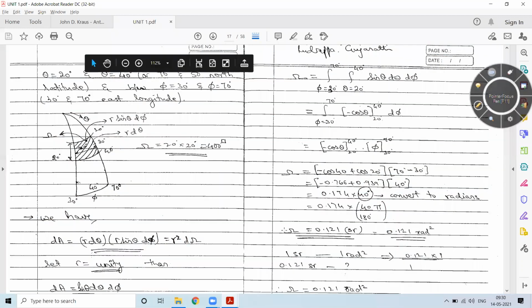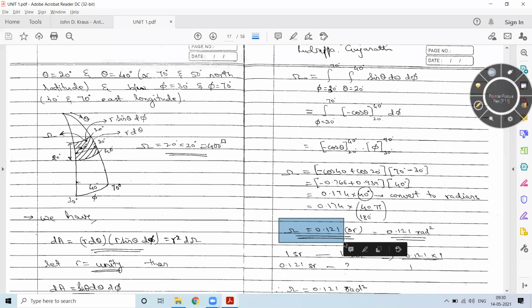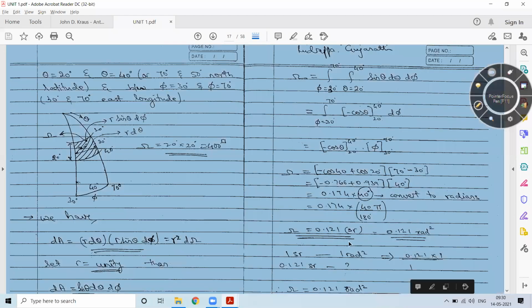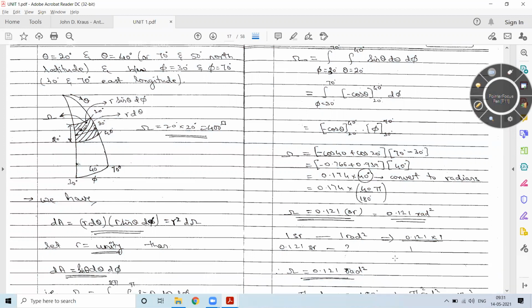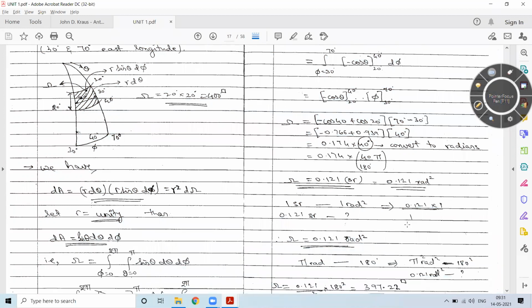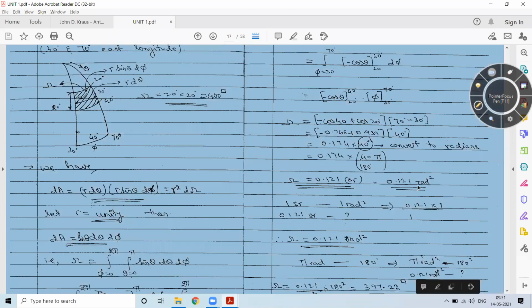So here when you convert this, you get omega, which is equal to 0.121 steradians, which is actually equivalent to 0.121 radian square. But what is the answer required? It is required in terms of square degrees. So previously we had seen how we obtain square degrees. So this one is 1 radian into 0.121 radian. So that is how I can write it.